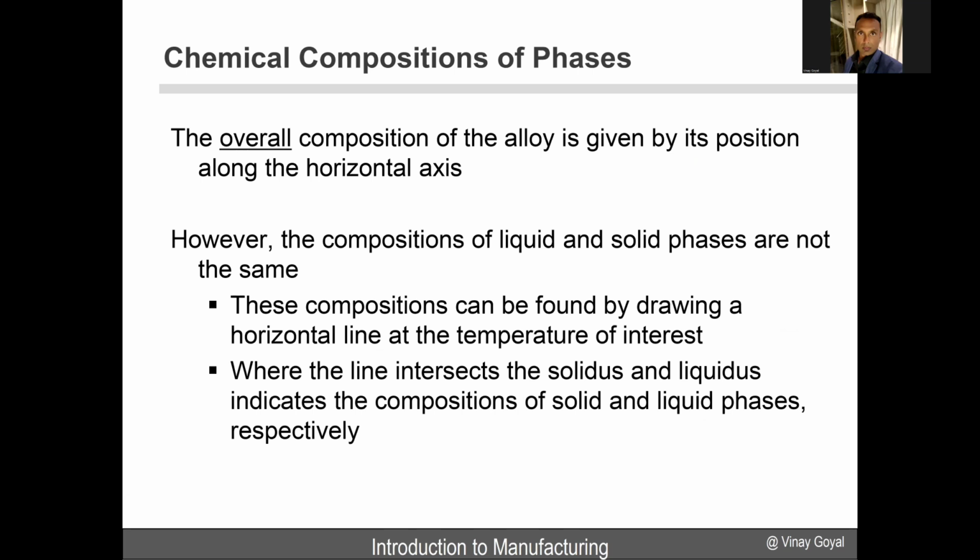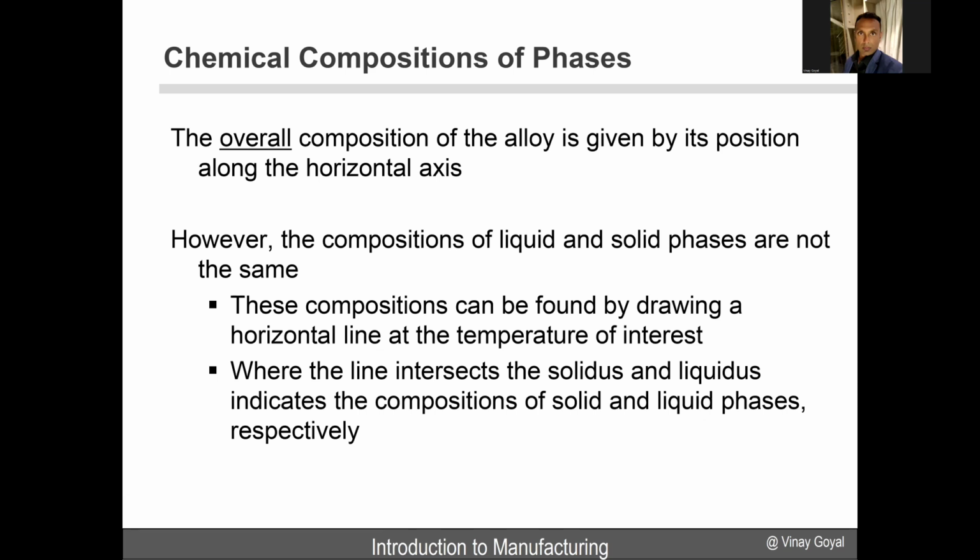There's also a chemical composition that needs to be discussed. The overall composition of the alloy is given by its position on the horizontal axis. However, the compositions of the liquid and solid phases are not the same, and we will see that. These compositions can be found by drawing a horizontal line at the temperature you're interested in, and then where that line intersects the solidus and liquidus indicates the compositions of the solid and liquid phases, respectively.